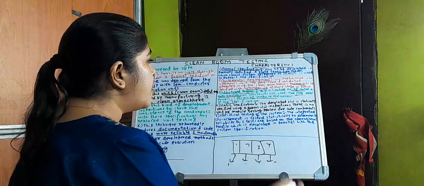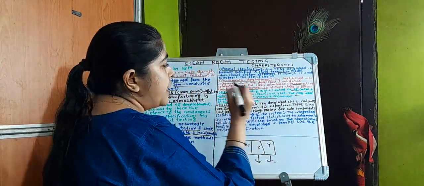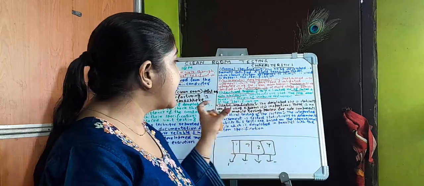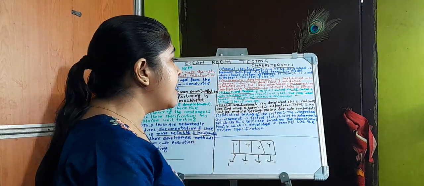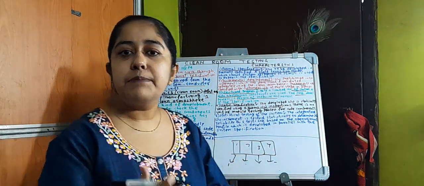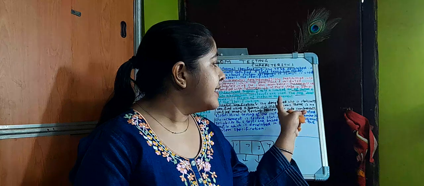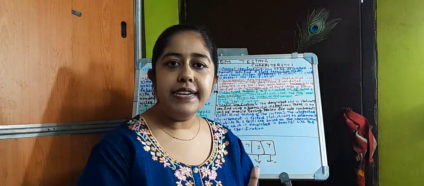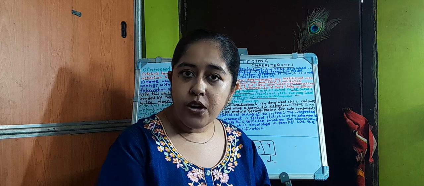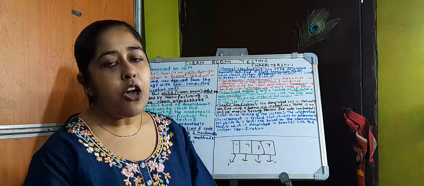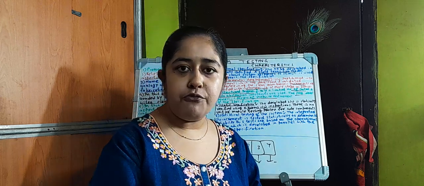Now the fourth one is static verification. What is static verification? The developed software is statically verified using rigorous software inspections. Rigorous software inspections are done on this particular software. That is, the software is statically verified. How? Rigorous software inspections are done on the particular software.